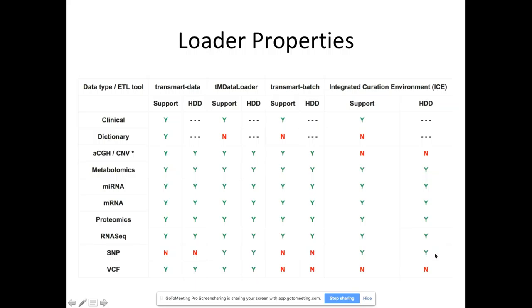No tool is perfect. Everybody has something that they don't do yet. As you can see, the variety of omics data that are handled by Transmart is not quite comprehensive, but pretty broad. It can handle a variety of data types. There are some scaling issues with loading SNP data, as from VCF files, for example. Loading SNP data into tables doesn't seem to scale very well, although that's supposed to be addressed at some point.